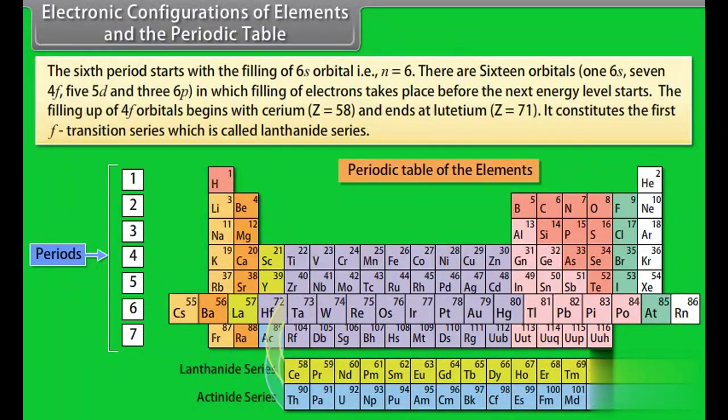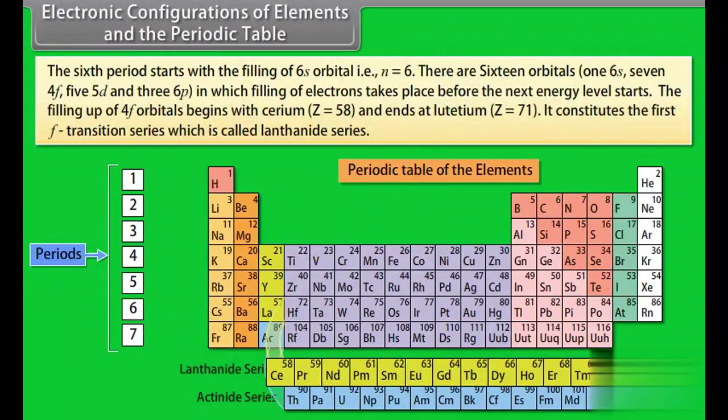The sixth period starts with the filling of the 6s orbital, that is, n equals 6. There are 16 orbitals, 1 6s, 7 4f, 5 5d and 3 6p, in which filling of electrons takes place before the next energy level starts. The filling up of 4f orbitals begins with cerium, atomic number equals 58, and ends at lutetium, atomic number equals 71.